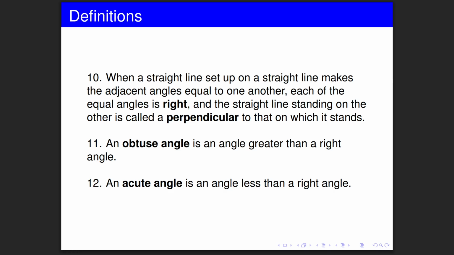When a straight line set up on a straight line makes the adjacent angles equal to one another, each of the equal angles is right, and the straight line standing on the other is called a perpendicular to that on which it stands. Then, definition 11, an obtuse angle is an angle greater than a right angle, and definition 12, an acute angle is an angle less than a right angle.